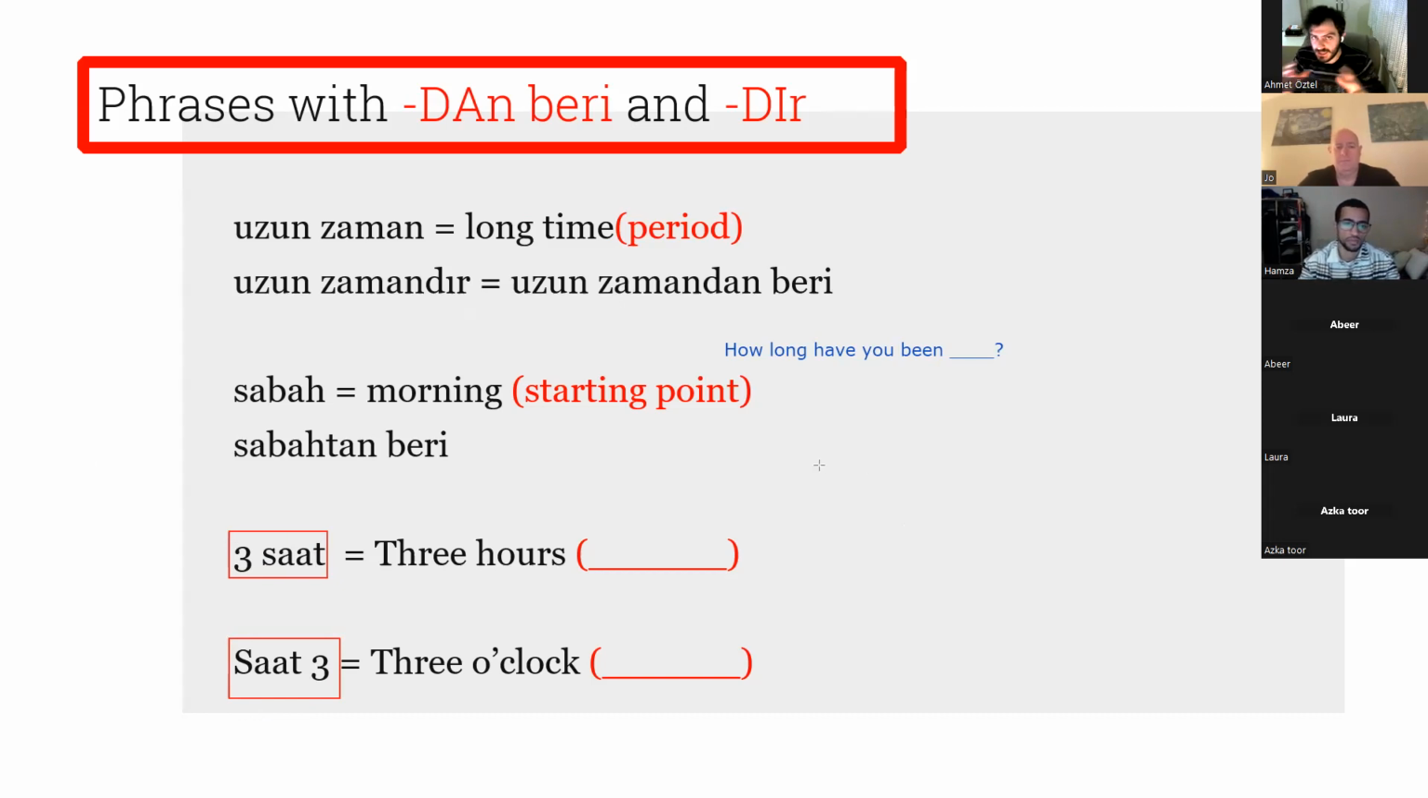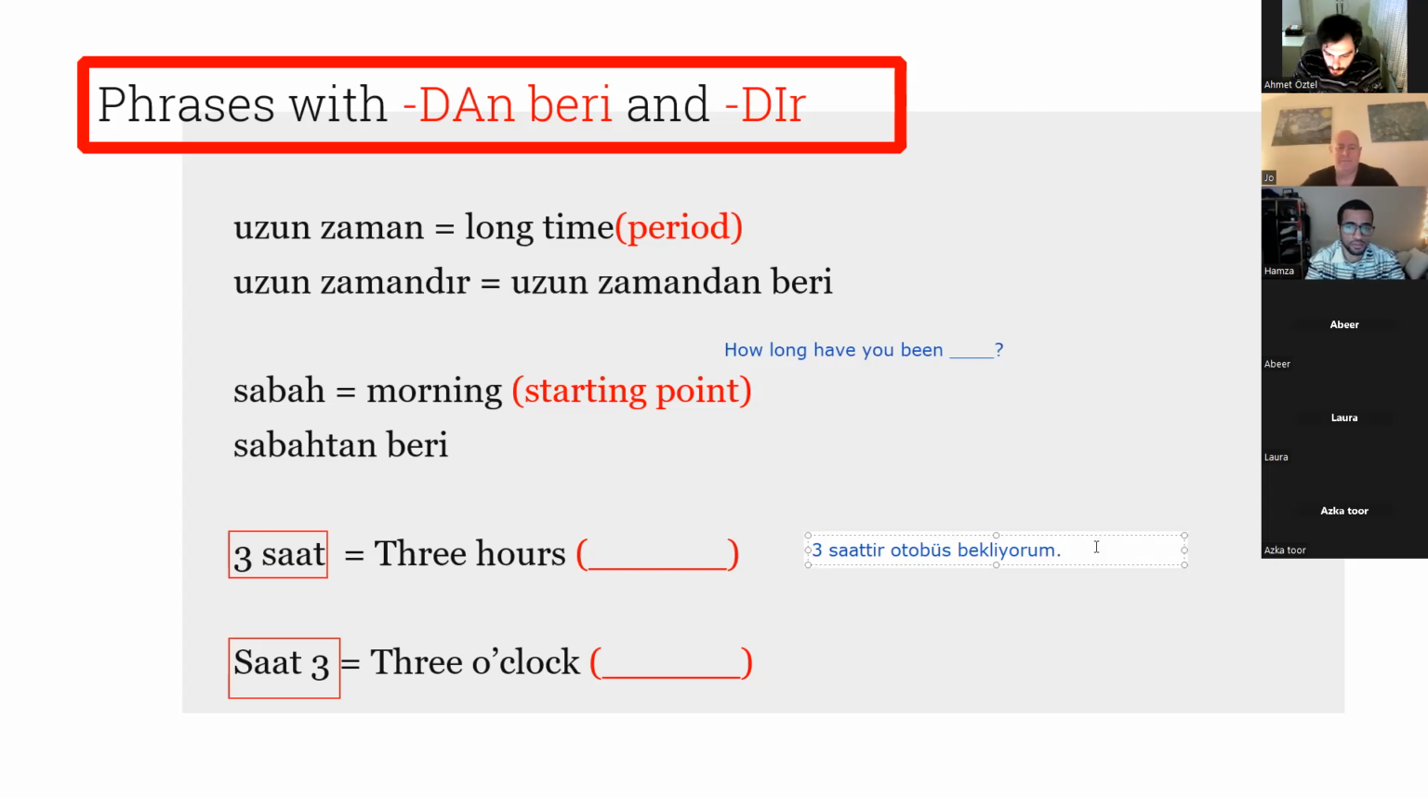3 saat. Is it a starting point or is it a time gap? Time gap. So then in this case, which option would be the best for this? Dur. Harika. So let's say 3 saattir otobüs bekliyorum. And if you're in Istanbul, it's actually quite possible. 3 saattir otobüs bekliyorum. I have been waiting for a bus for 3 hours.